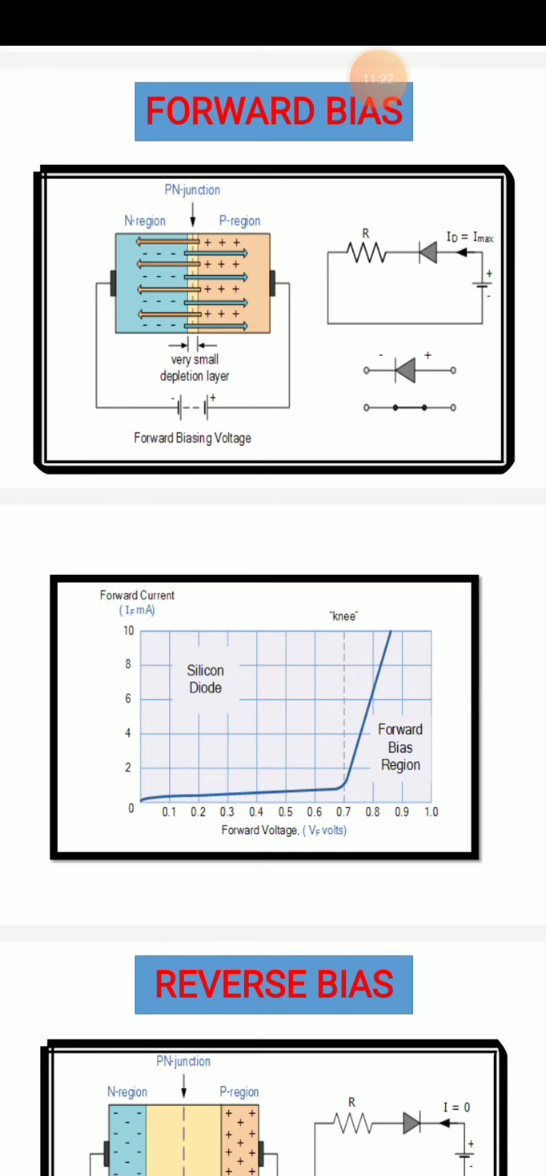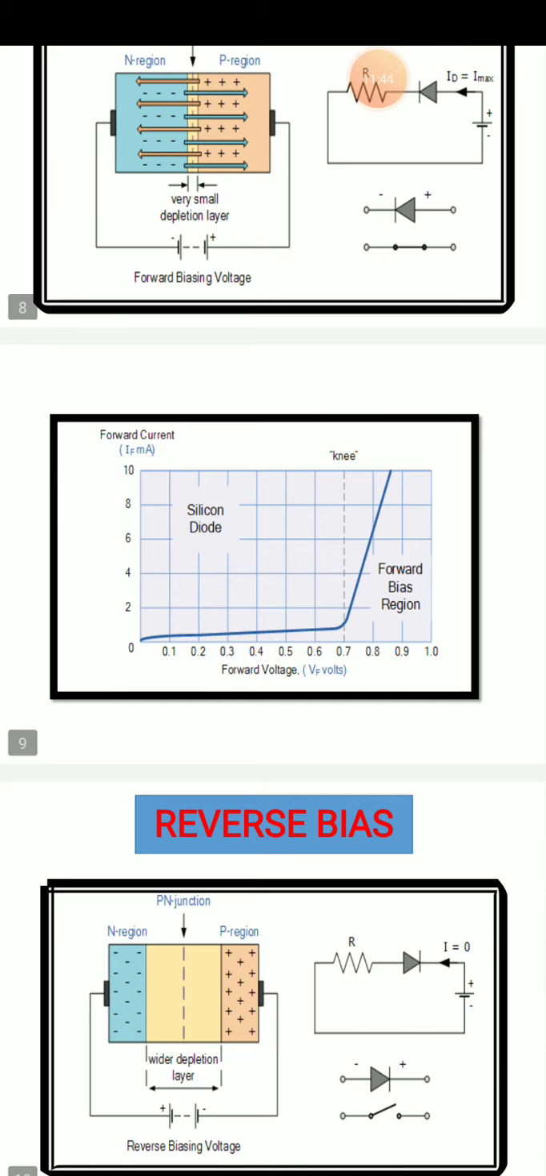So forward bias is nothing but the external negative terminal connected to the N region and the positive terminal connected to the P region. A small depletion layer, or small depletion width, will be formed in between the junction. That is what is mentioned as the forward bias here.